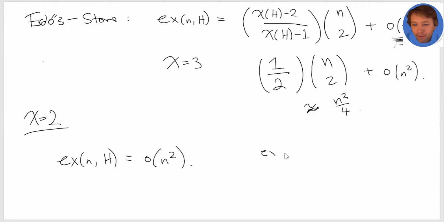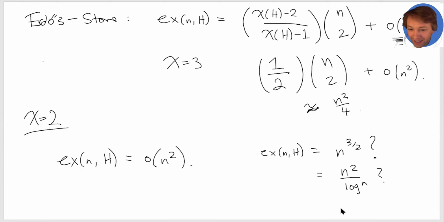Does it grow like n to the 3/2? Does it grow like n squared over log n? Is it linear? Before, for chromatic number 3 or greater, we knew the growth rate perfectly up to a small order term. We even know the constant factor in front of the n squared. But here we have a lot of different options and we don't really know how fast this thing grows. At least Erdős–Stone doesn't tell us the answer.